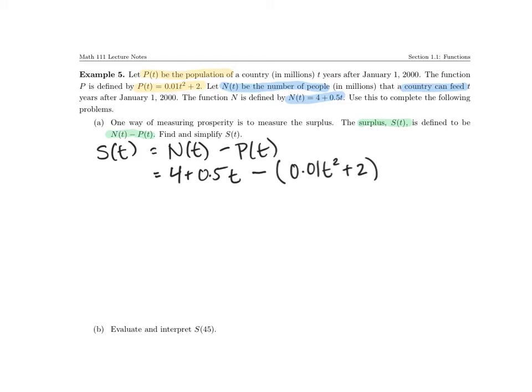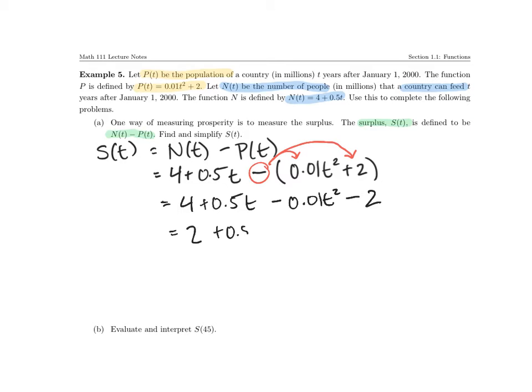The reason I've put p of t in parentheses is because we need to take this negative sign and distribute it. Many people forget to do that, so please do not forget. We end up with 4 plus 0.5 t minus 0.01 t squared minus 2. We're going to combine our like terms, that 4 and that 2, so we get 2 plus 0.5 t minus 0.01 t squared.